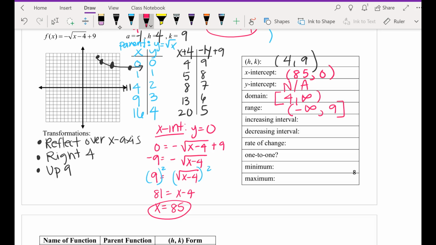Okay. Is this an increasing, Billy, or decreasing interval? It's decreasing. You're right. From where to where? From 4 to infinity. Yep. Okay. Rate of change and 1 to 1. Answer both. Justine, what's the rate of change? Varies. And 1 to 1? Yes. Perfect. Do we have a minimum or maximum, Saxon? We have a maximum. Good. What is the maximum? 9. At what location? 4. Perfect.